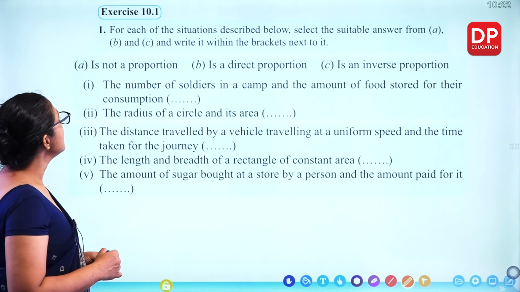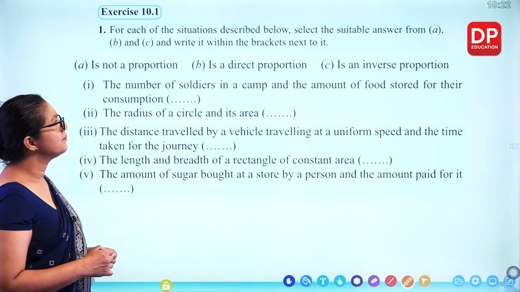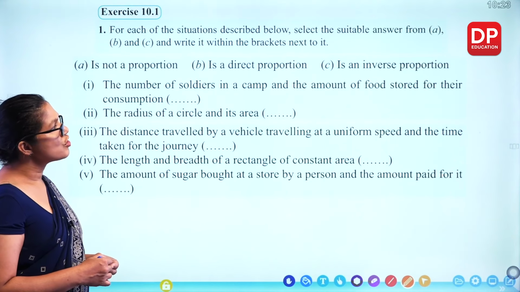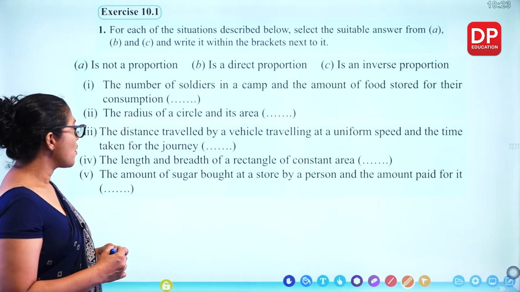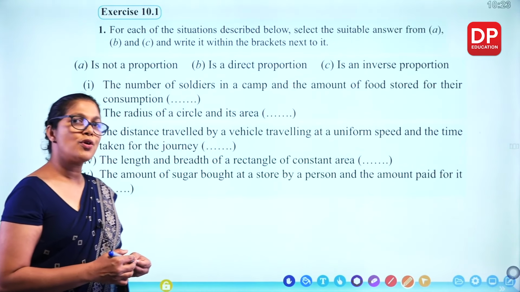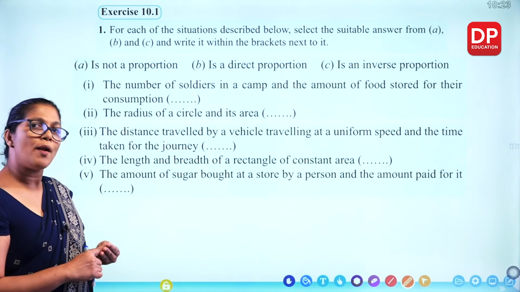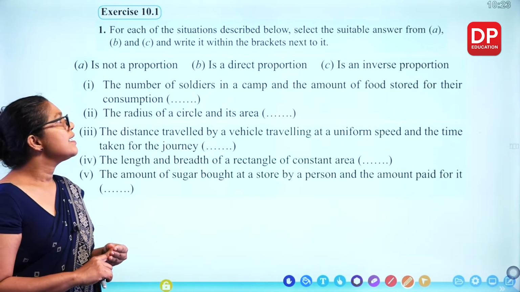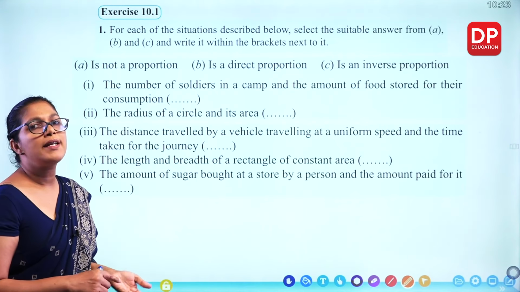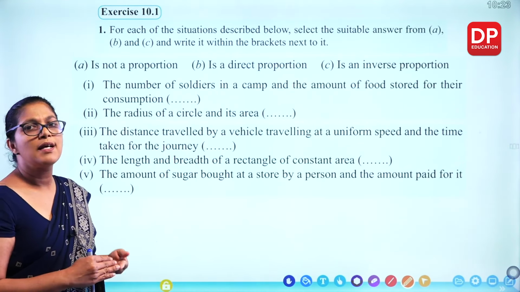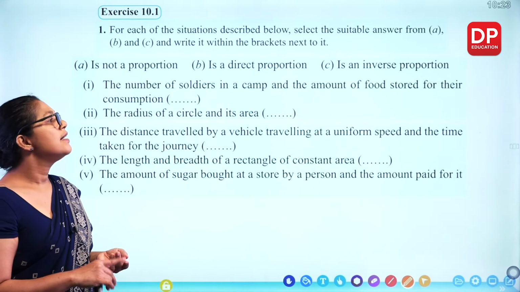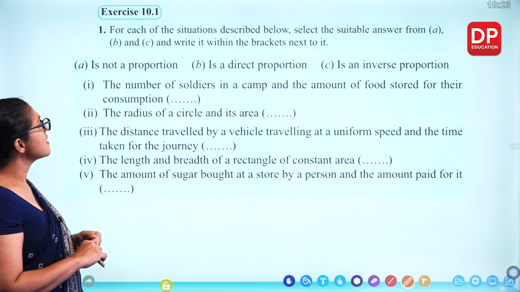First part it says is not a proportion, is a direct proportion, is an inverse proportion. So before that, what's a proportion? If the ratios are in the same rate, we call proportions. Direct proportion means one increases, the other also increases. Inverse means one increases, the other decreases. Now we'll look at these examples.